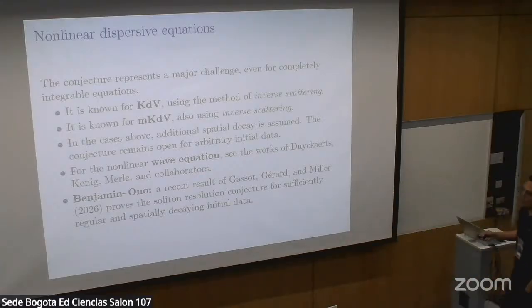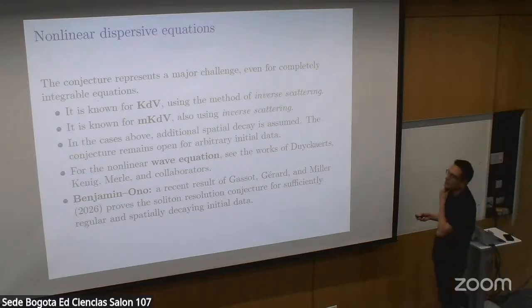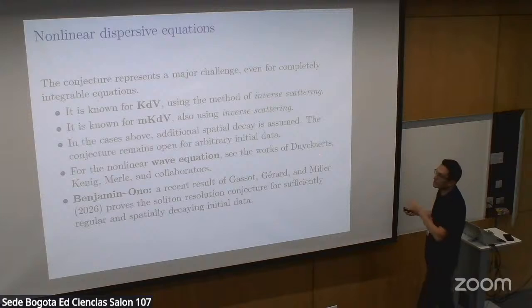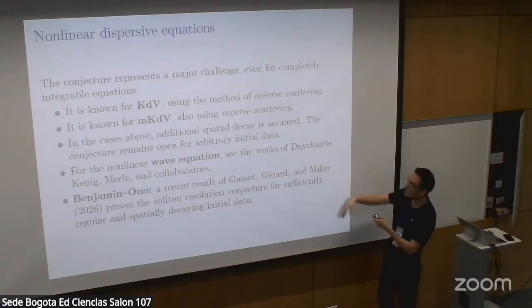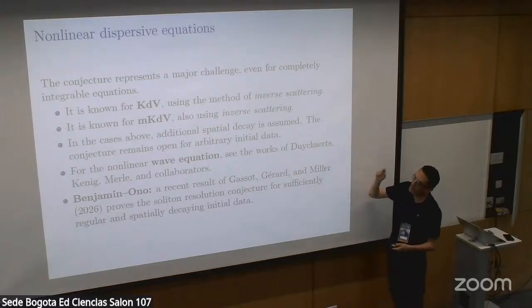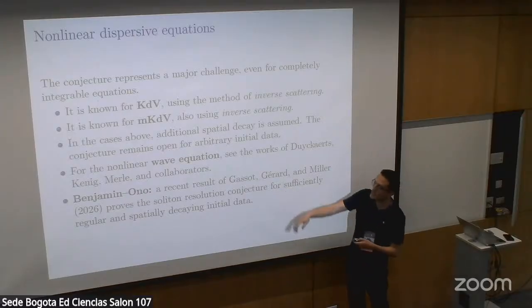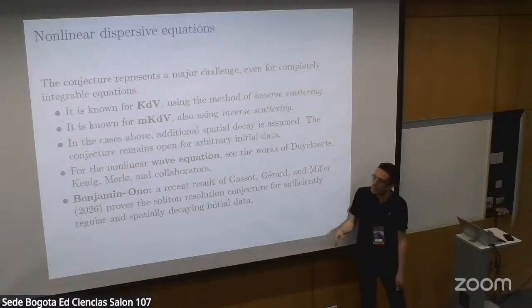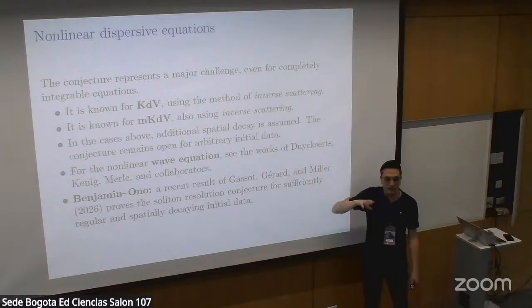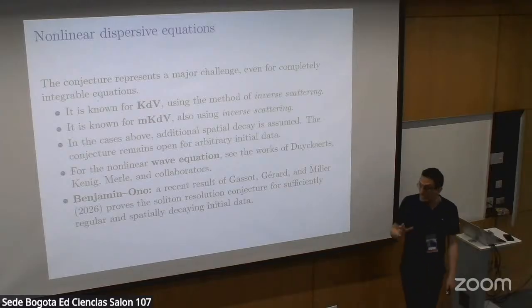For the nonlinear wave equation, which people also consider as a kind of dispersive equation, there are a lot of super nice papers of Thomas, I don't know how to pronounce his name, he's French, and I'm sorry, and Carlos Kenig, he's from Argentina, Merle from France, and several collaborators. They have the soliton resolution conjecture for the wave equation in some cases.